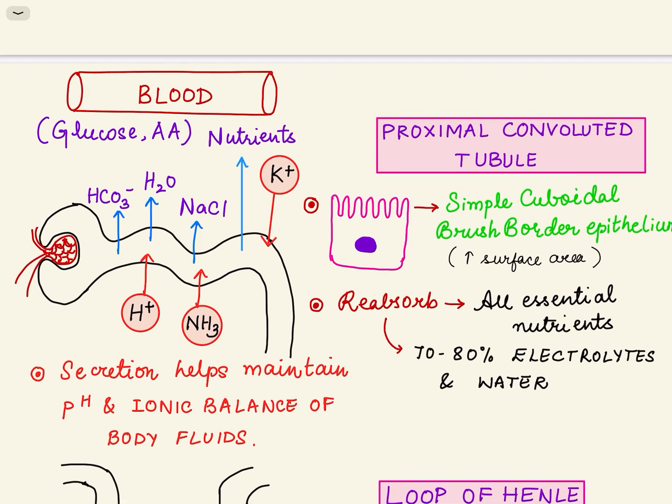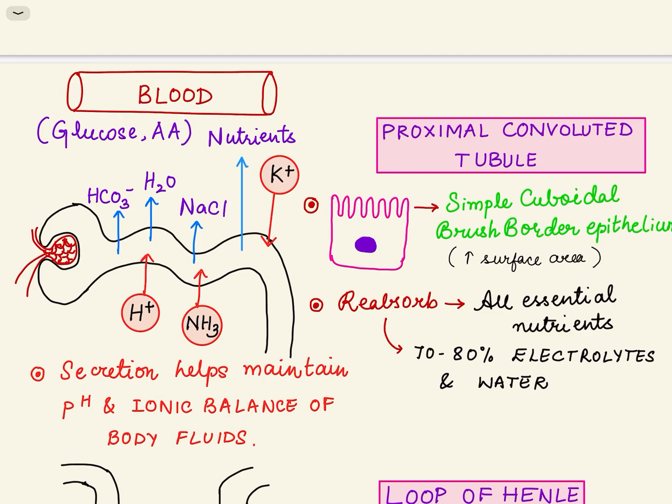In the proximal convoluted tubule, or PCT, it is lined by simple cuboidal brush border epithelium. Wherever there is brush border epithelium, it is just to increase the surface area. But what is the necessity of increasing surface area? This is the major site for reabsorption of all the essential nutrients and 70 to 80% of water and electrolytes, right? You should remember that PCT is the major site.